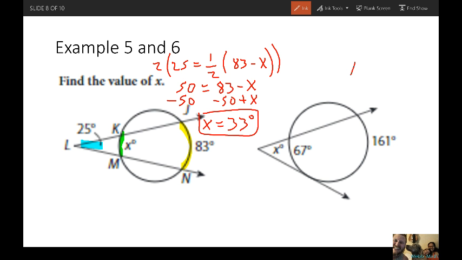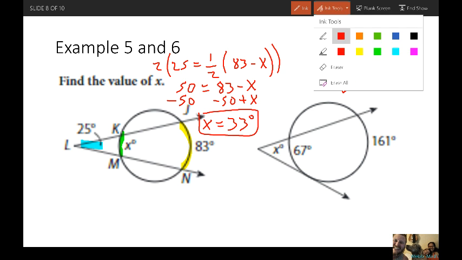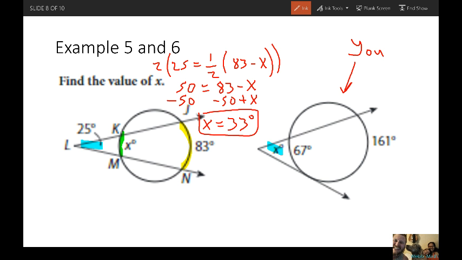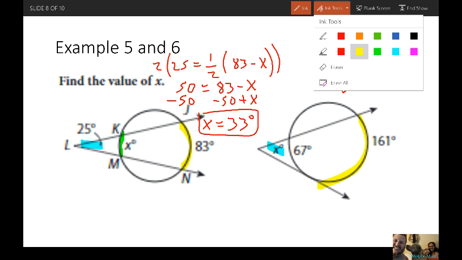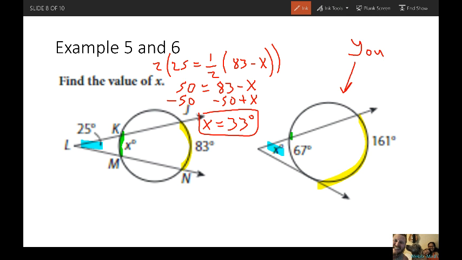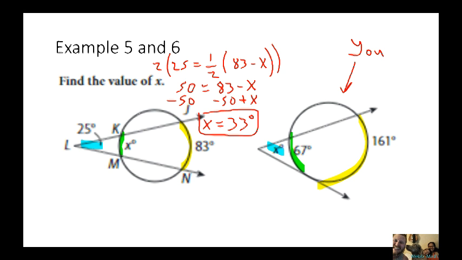Now this one is a little bit more just like my notes, so that's definitely on you. Remember the setup? I'll give you a hint. Blue guy equals half of the big guy minus the small guy. So that one's on you.